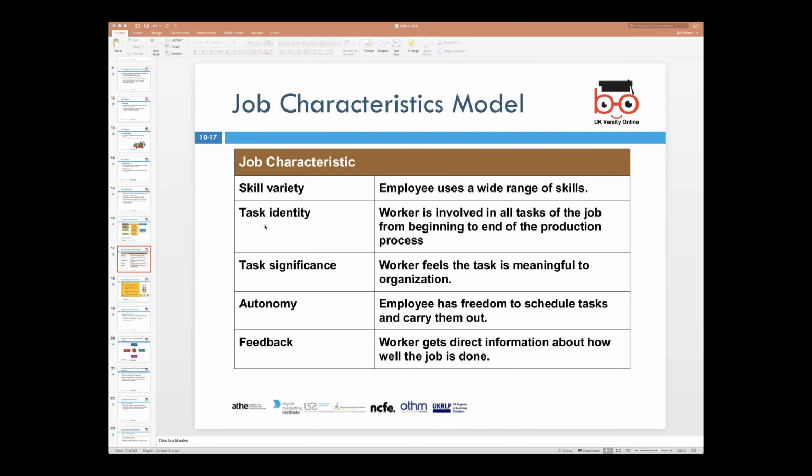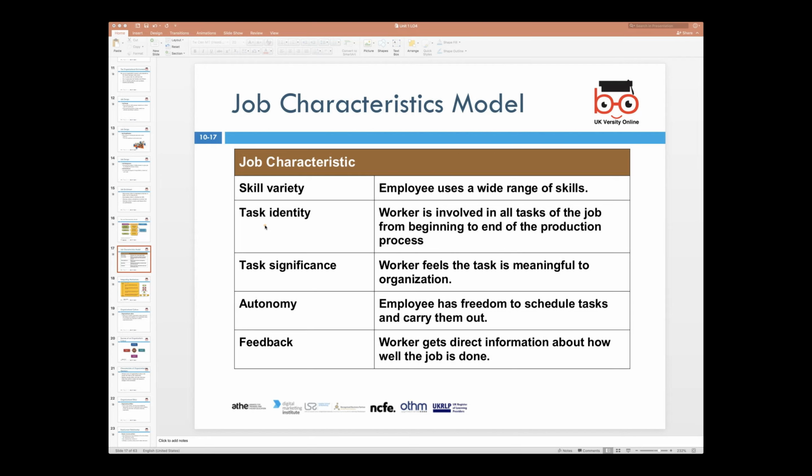Now, when you look at task identity, this means that you should be able to understand the job from start to finish. You should understand what the key things required are, what the types of smaller jobs are which are required to achieve the overall objective. So here, you're involved in identifying all the tasks related to the job, and you have to understand the process from beginning to end.